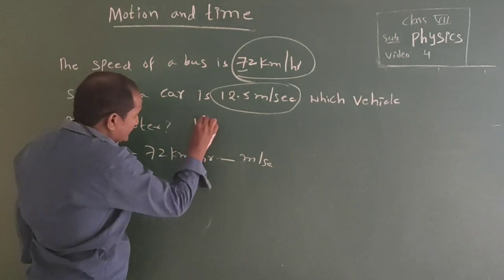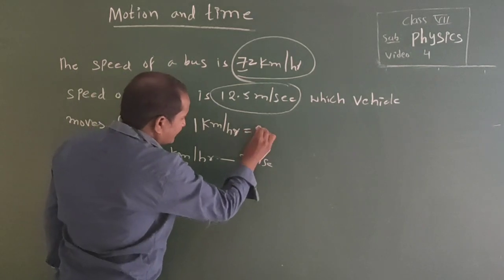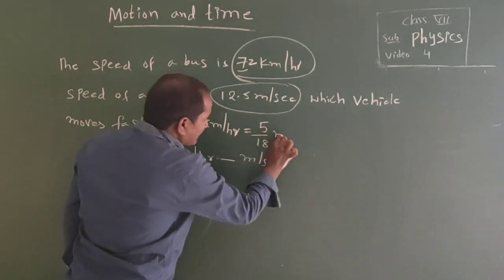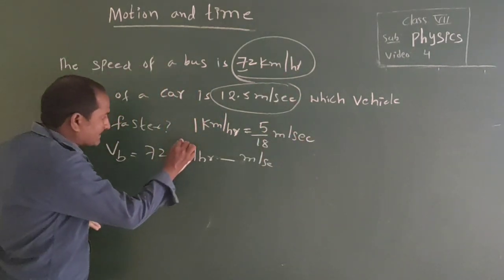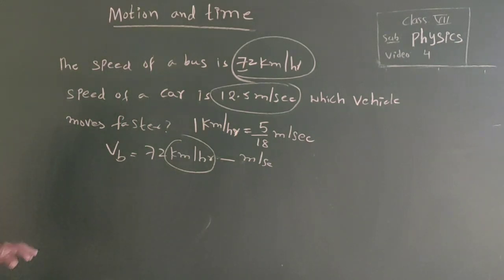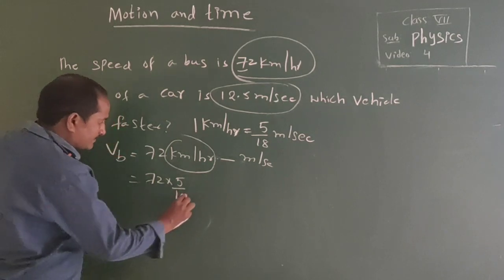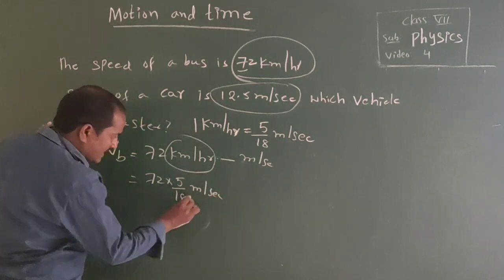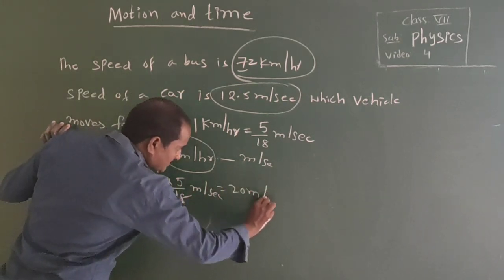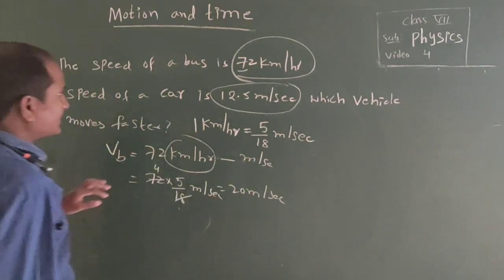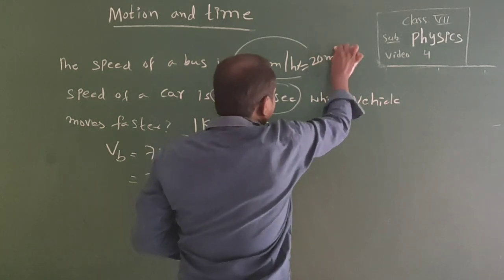We know that 1 kilometer per hour is equal to how much? 5 by 18 meter per second. In the place of kilometer per hour, we can substitute 5 by 18. That equals 72 into 5 by 18 meter per second. 18 fours are 72, 4 into 5 is 20 meter per second. That means here the speed of the bus equals how much? 20 meter per second.